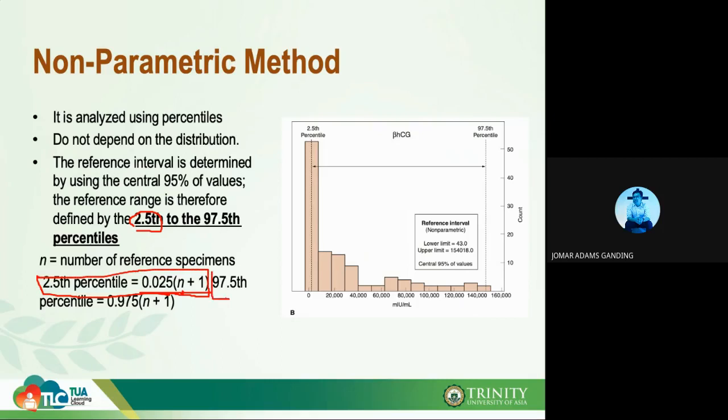I hope that you quite get me with that. So again, if it is a 2.5 percentile, that is for your lower limit. And if it is a 97.5, that is now your upper limit.